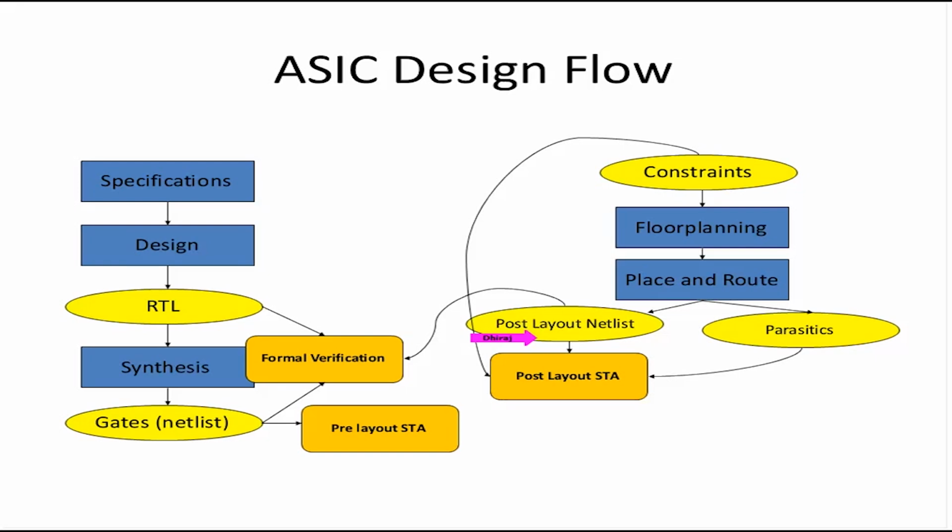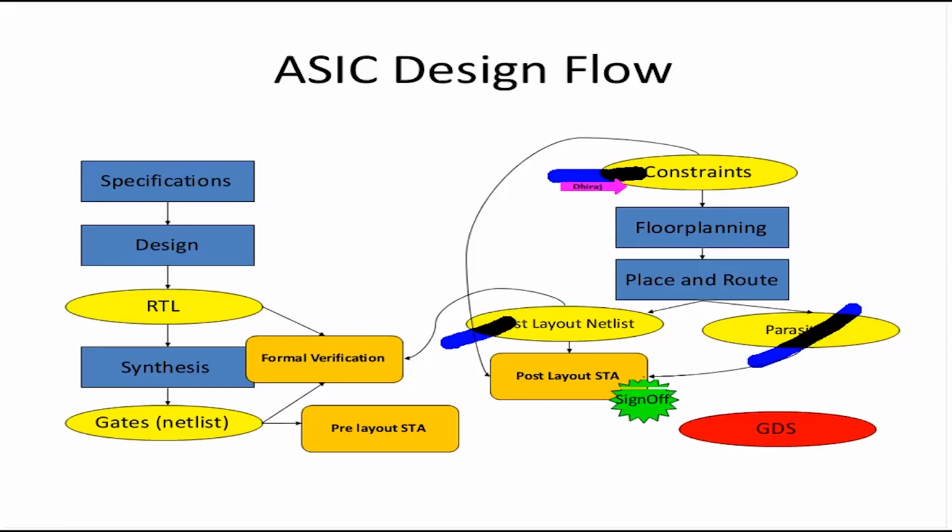Now we come to the timing part. STA is used to make sure that the netlist is good from a timing point of view, and this is called post layout STA. It takes into account three things: the constraints, the post layout netlist, and the parasitics. These three are the inputs that go into an STA tool like PrimeTime, and using the process of STA we make sure that the design is good for manufacturing, good for fabrication.